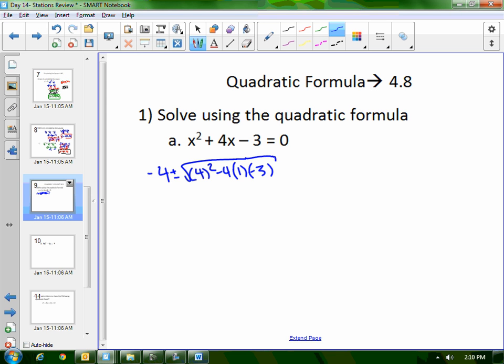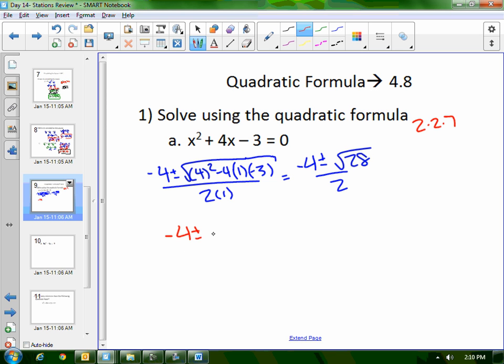The part underneath the square root, remember, is called the discriminant, and I can tell you how many answers there's going to be here in a second. Negative 4 plus or minus, if you plug all that in, you should get 16 plus 12 is 28 over 2. And you can break 28 down. That's 2 times 2 times 7. So this is going to be negative 4 plus or minus a 2 comes out, 2 radical 7 over 2.